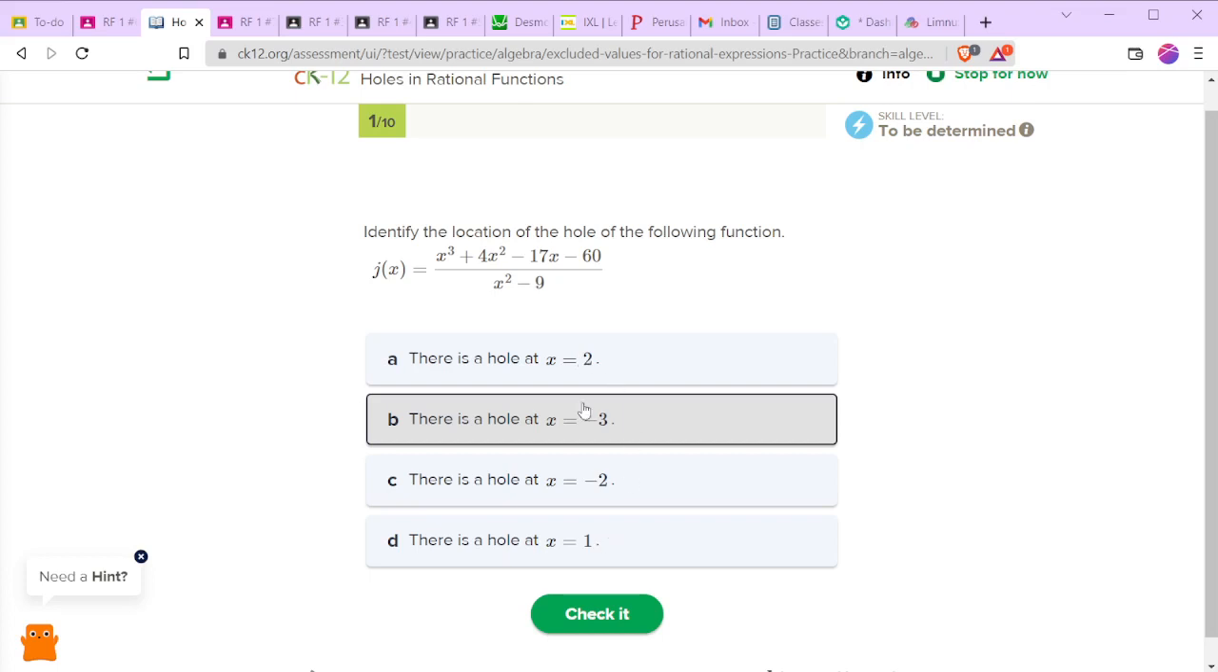In this case, it's multiple choice. We only have 4 options, and only one of those options can be a hole because it has to be either plus or minus 3. So the x plus 3 root must be the term that cancels, leaving us with a hole at x equals -3.